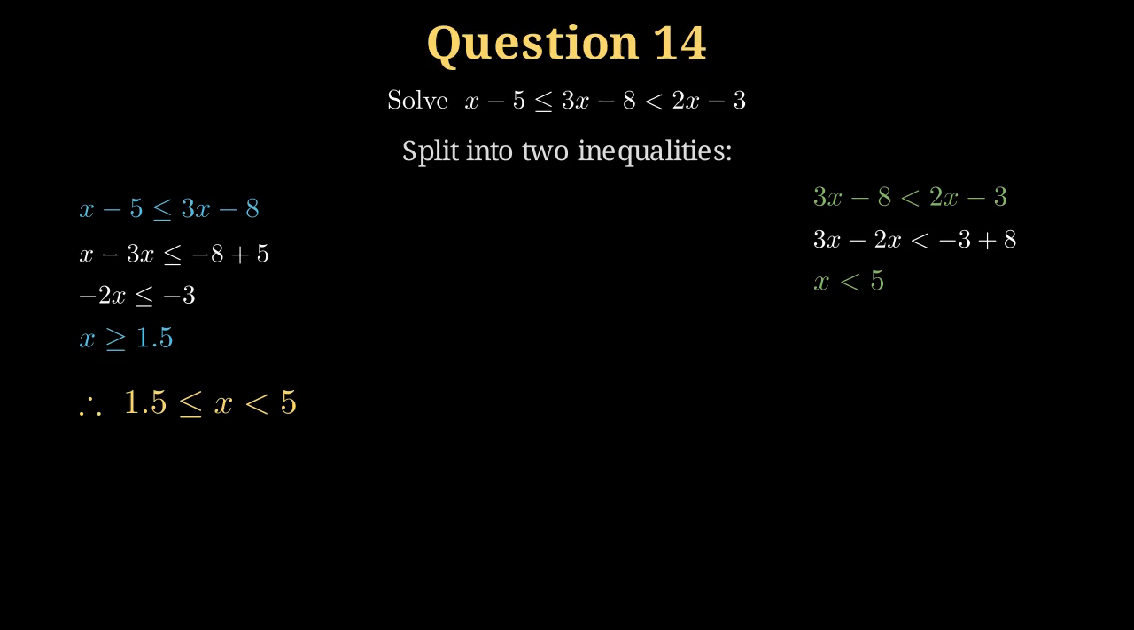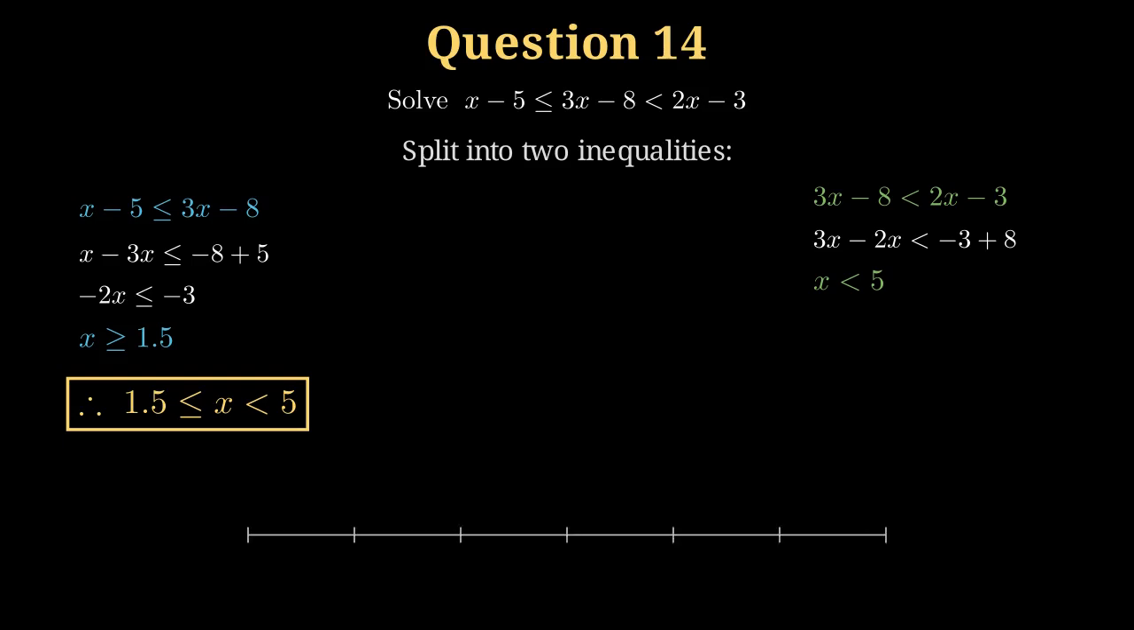Putting both parts together, x is at least 1.5, but less than 5. So 1.5 is less than or equal to x, which is less than 5. On the number line, we use a filled circle at 1.5 because x can equal 1.5, and an open circle at 5 because x cannot equal 5. Then we shade everything in between. Well done! That's question 14 complete.